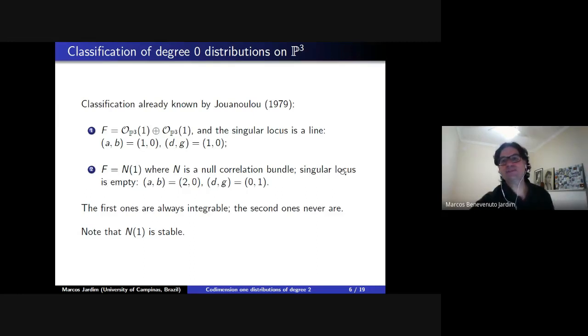Saying that the singular locus is empty means that these are the generic distributions, and they are never integrable, as I mentioned before. This is also an example, right? We knew from the previous theorem that the null correlation bundle is mu stable. And these others are the non-generic distributions. So in this case, there are only two strata, the open stratum, and this other stratum here that is actually the Grassmannian of lines in P3.